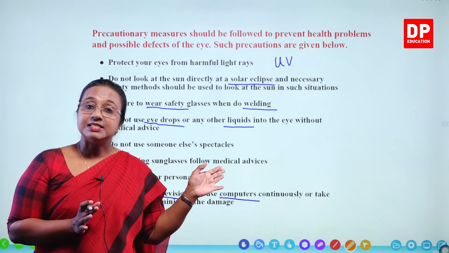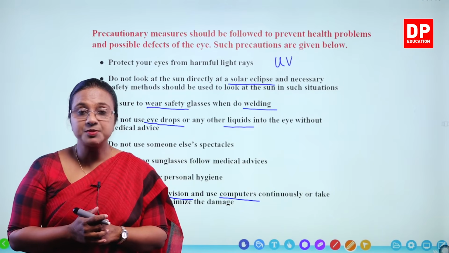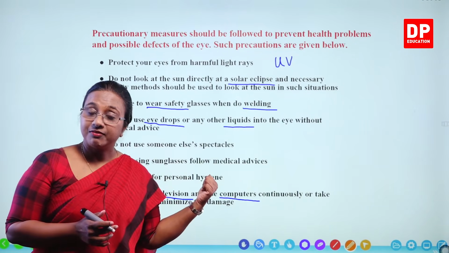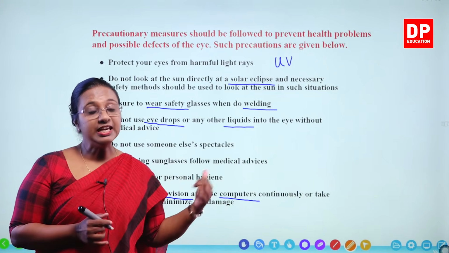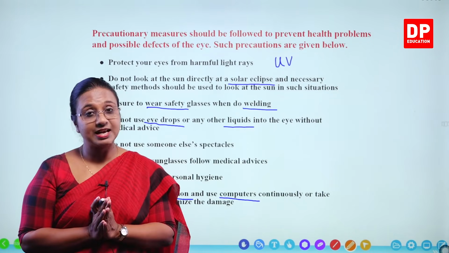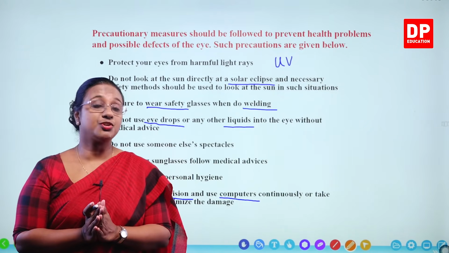In this lesson, we are going to discuss 2 types of sensory organs. I have completed the discussion on the eye. In the next chapter, I will discuss the structure and functions of the ear.